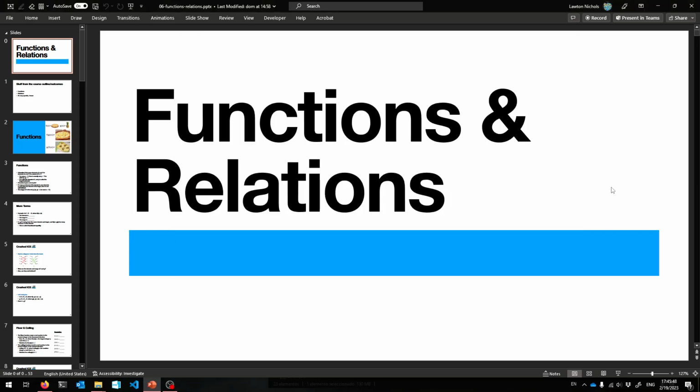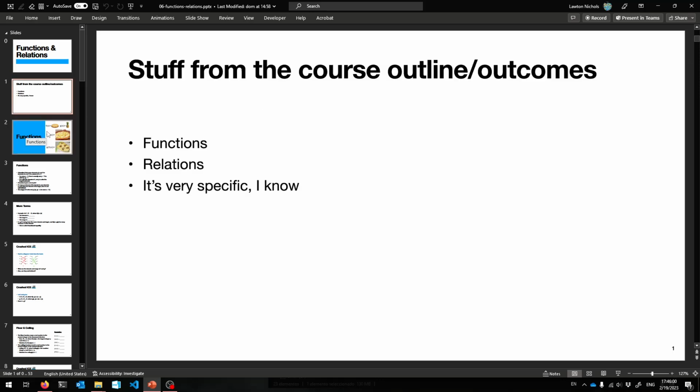Alright, welcome to a new set of slides. This one is on functions and relations. Functions in the mathematical sense, not quite the programming sense, but it will seem very similar, because that's of course what programming functions are based off of, mathematical functions.